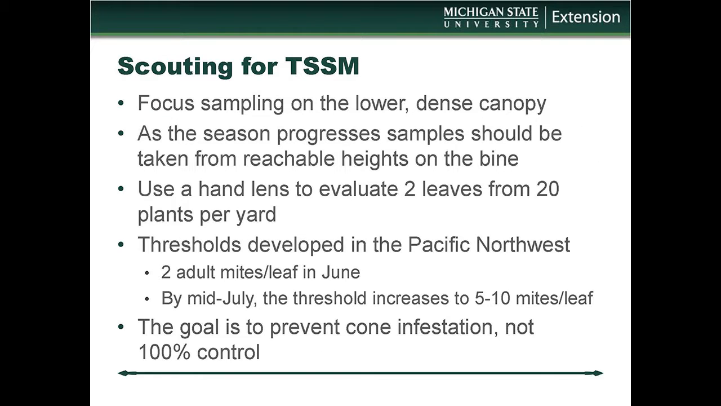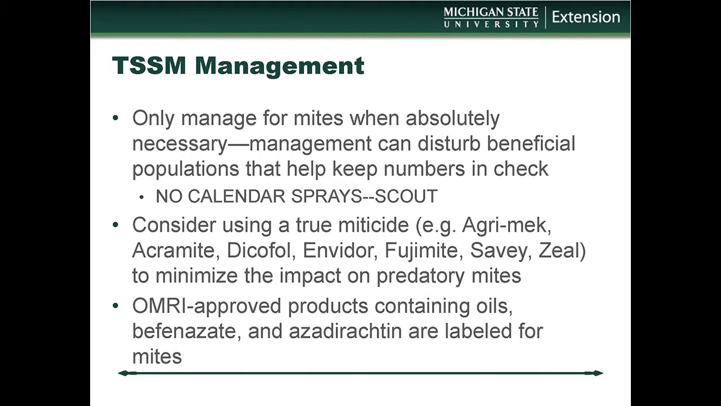So for scouting, I focus sampling on the lower dense canopy. I evaluate 2 leaves from 20 plants per yard. That's a minimum. There are thresholds you'll read about from the Pacific Northwest. I don't think they're applicable here. They're dealing with extreme resistance issues in the Pacific Northwest, so they're really trying to conserve insecticide or miticide use out there. In Michigan, we found that a well-timed spray for us, essentially mid to late June, can provide season-long control of mites when we're utilizing true miticides.